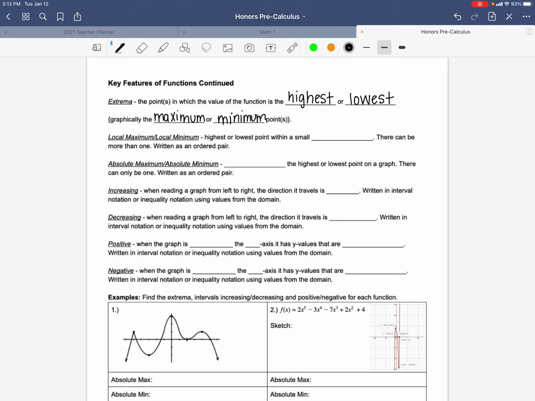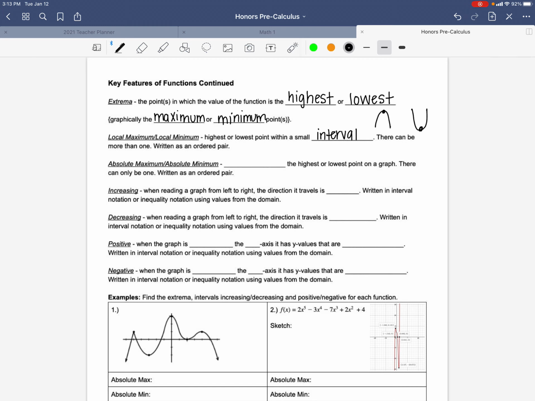So when we talk about a maximum, the maximum is the highest. A local maximum or local minimum is the highest or lowest point within a small interval. Now, you can have more than one maximum, you can have more than one minimum, but a local maximum or minimum occurs when it's not exactly the highest point, but it is a hill or a valley. So a maximum is going to look like a hill, a minimum is going to look like a valley. So the maximum is at the top of the hill, the minimum is at the bottom of the valley.